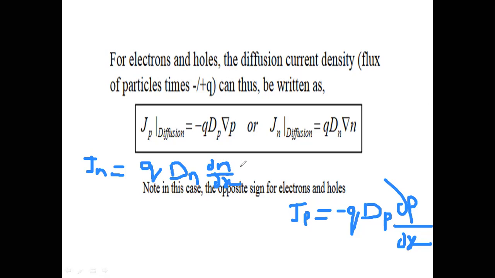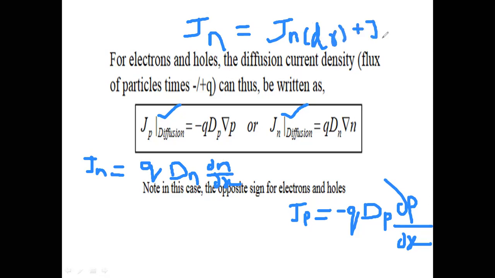So this is Jp diffusion and Jn diffusion. The total current density due to electrons, Jn, is equal to the current density of electrons due to drift plus the current density of electrons due to diffusion.